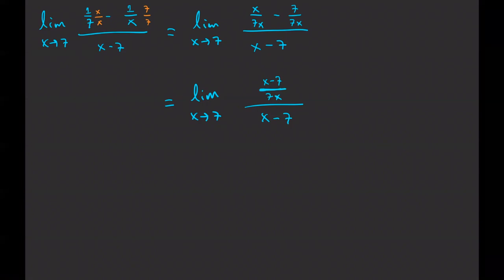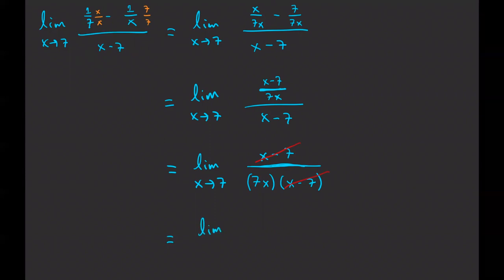That's all fine and dandy right there. At this point, we can just do some simplification. If you're not already, get very comfortable with dealing with fractions in fractions. You should be able to tell that this ends up with the 7x down here multiplied by the x minus 7. And then we see this cancellation again. That x minus 7 cancels, and that's good. That's what we're looking for. Because now I have the limit as x approaches 7 of 1 over 7x.